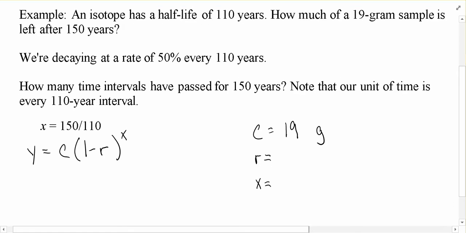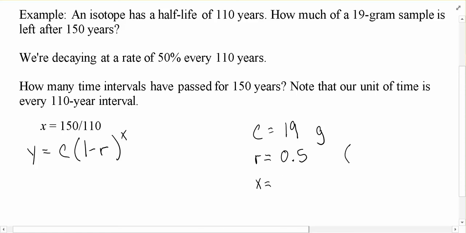Now the half-life was given to us as 110 years. What that tells us is every 110 years, we're going to end up with half of what we started with. So after 110 years, we're going to be down to 9.5 grams. Another 110 years later, we'll end up with half of that. So the rate, if we're talking about half, is we're going to decay at a rate of 50%.